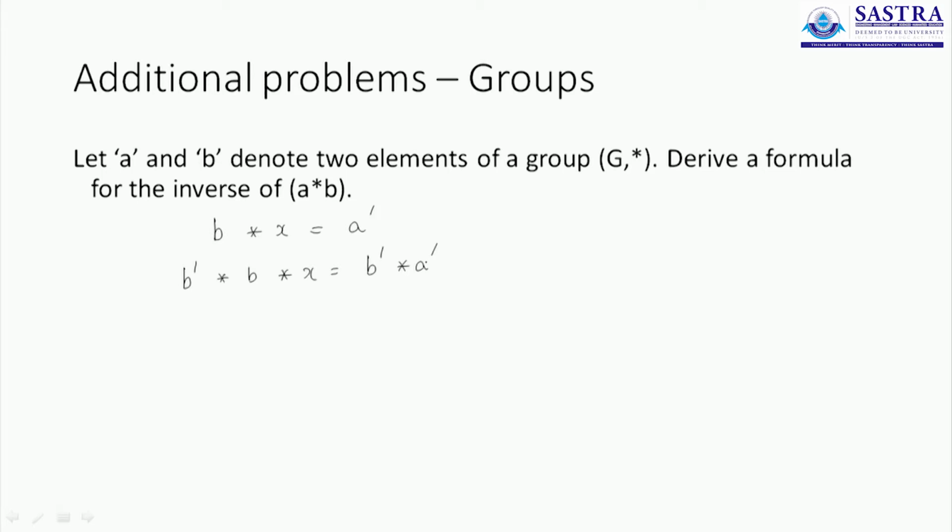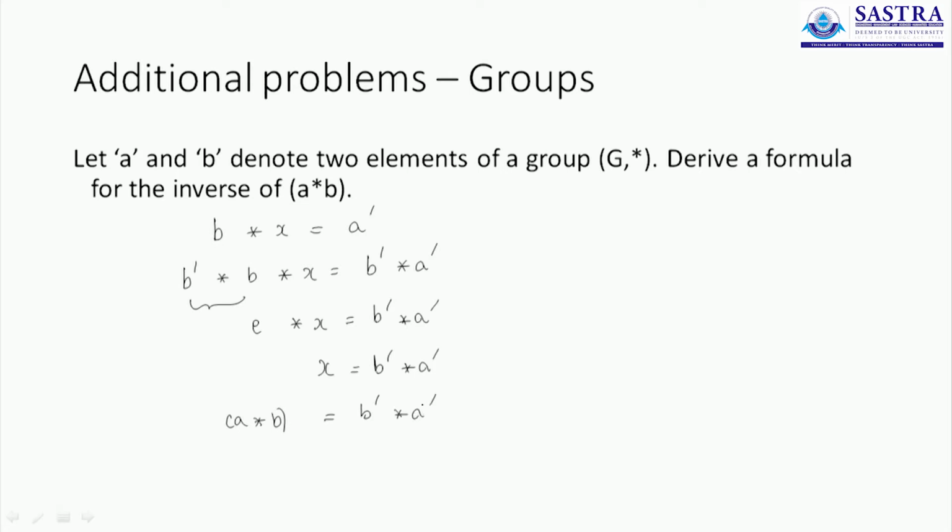By the property again, these two elements together, B dash and B, are supposed to return the element E, by the definition of the identity element and the inverse element. So E star X is going to give me B dash star A dash. Now, because of the special property behind the identity element, E star X will always give me X back. So X is B dash star A dash, and that's the answer we are looking for. So the inverse of the element A star B is the element B dash star A dash.